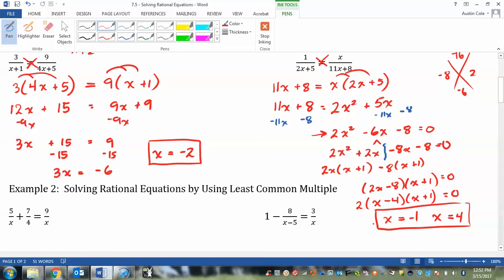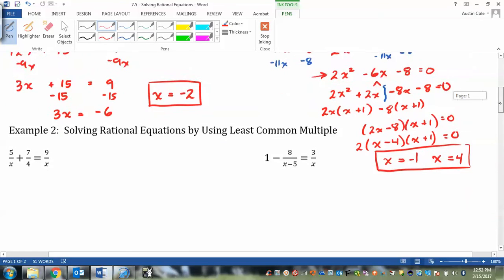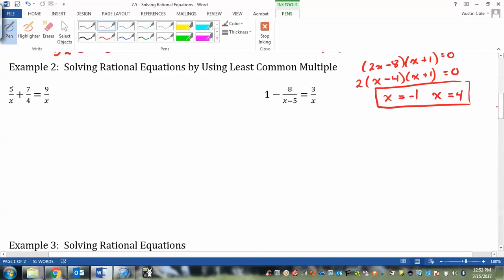Okay, that's if we have a proportion. Just cross multiply. Now, if we don't have a proportion, we need to get a common denominator, because here I'm adding them, right? I'm adding them throughout. So, what's going to be our common denominator between x and 4? 4x. Our common denominator is just going to be 4x.